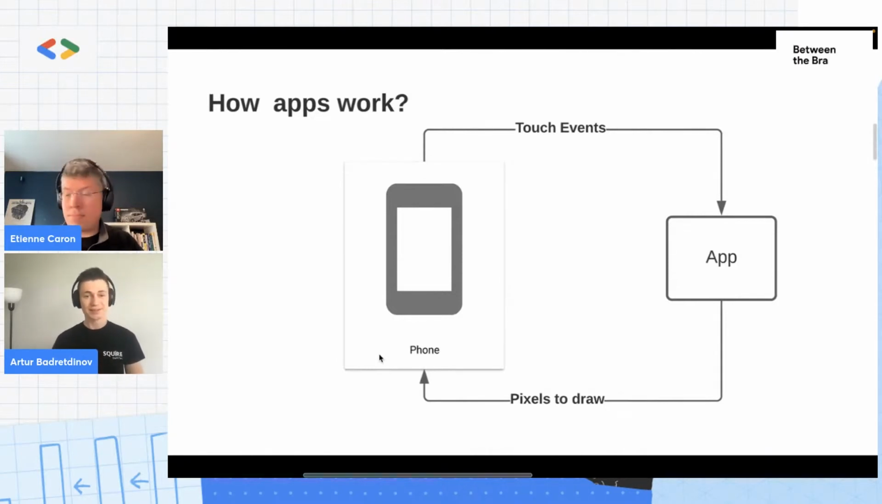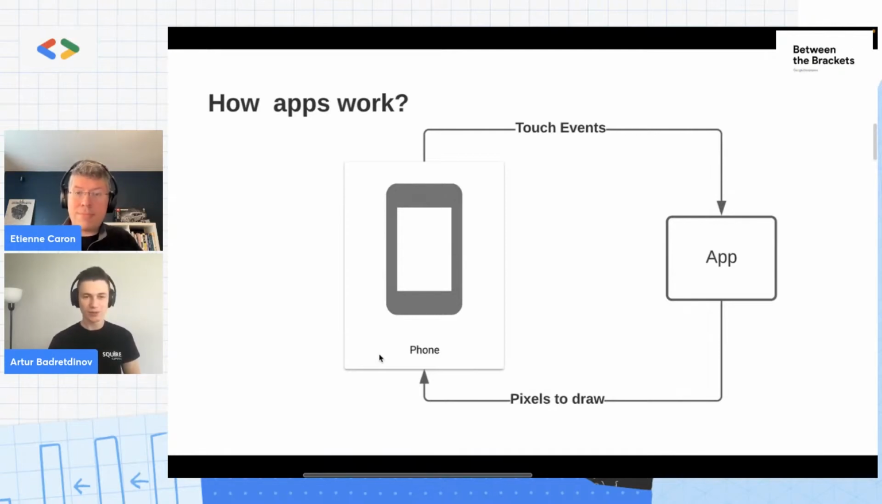Cool. And if we look at it, what do we see? We have a phone, and this phone provides us some touch events. These touch events get into our apps. Our apps do something with these touch events. Maybe it was a click, maybe it was a swipe, and so on. We may make some network request to the server, but eventually our app returns to the phone something like pixels to draw. This is a simplified view.